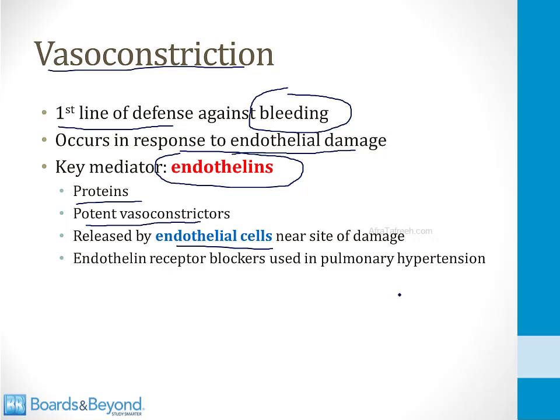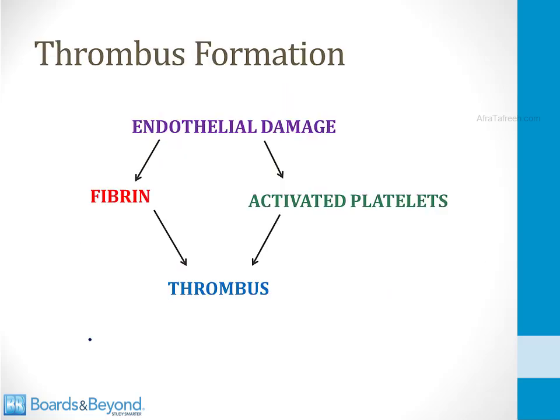And if you've watched the module on pulmonary hypertension, you know that there are drugs used in pulmonary hypertension which are endothelin receptor blockers. And this should make sense to you if you appreciate that endothelins cause vasoconstriction. So back to our discussion of thrombus formation, we're going to focus on how fibrin is formed by the body.